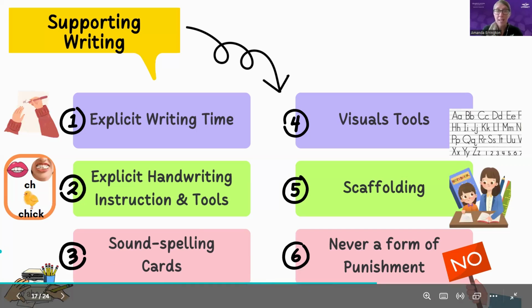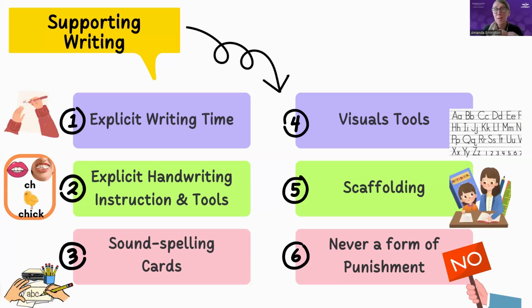All right, my last word of advice is to never use writing or any sort of academics as a form of punishment. This can really discourage students from wanting to write in the future. Writing should be fun, it should be engaging, and it should also be explicit as a part of that structured literacy approach. I hope that answered your question, Kayla.